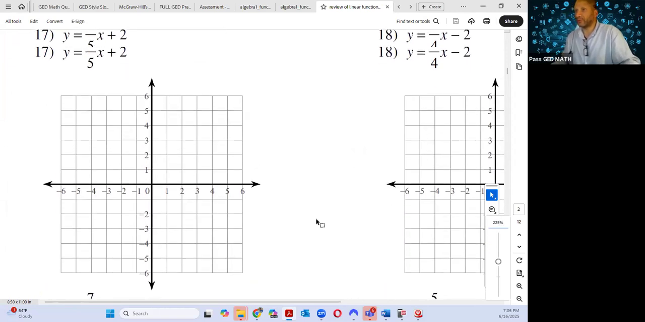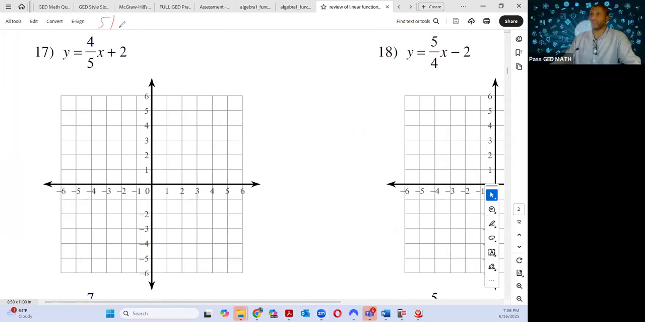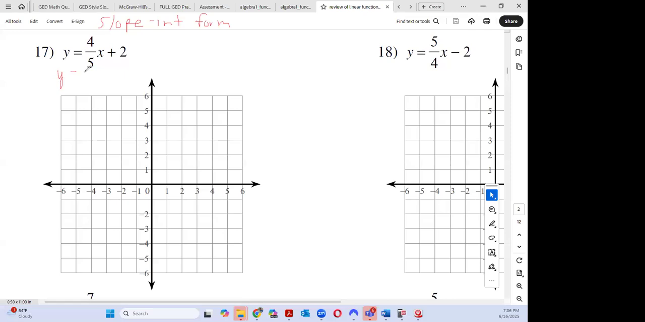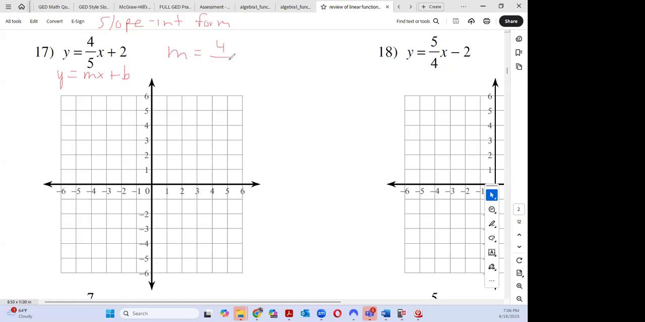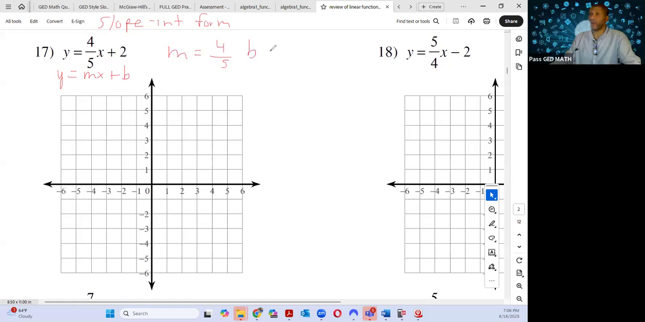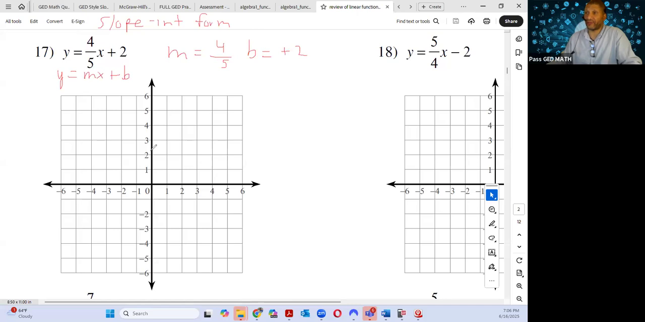Okay, for 17, is this slope intercept or standard form? Slope intercept. What is slope intercept form? Y equals mx plus b. What's my slope of this line? The slope of the line is 4/5. What's my y-intercept? 2. Okay. What's the first point that I'm going to put on this graph?